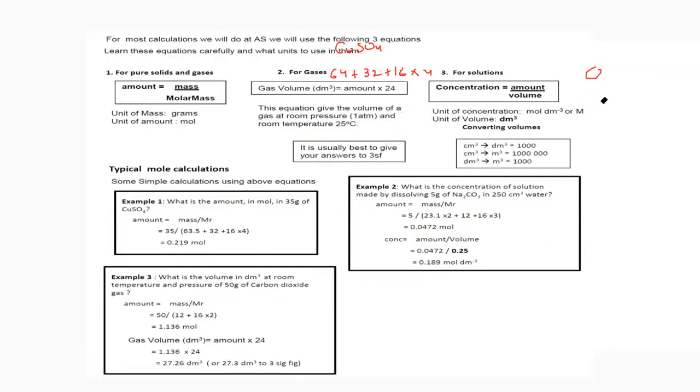So this will give you the total mass of copper sulfate. The molar mass, which is in the periodic table, is exactly 63.5, so you'll substitute 63.5. So the total mass, and the moles, when you divide them, you'll get 0.219 moles for copper sulfate.